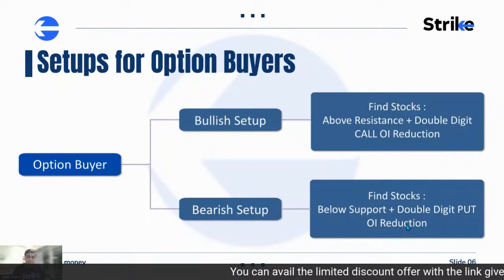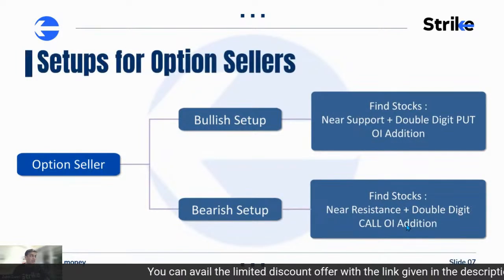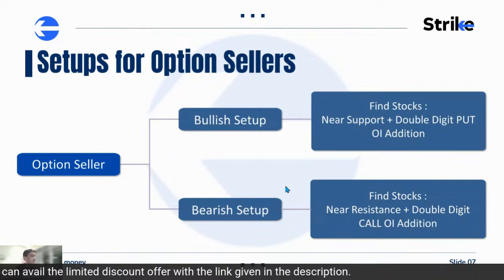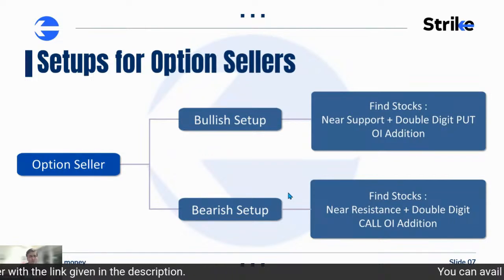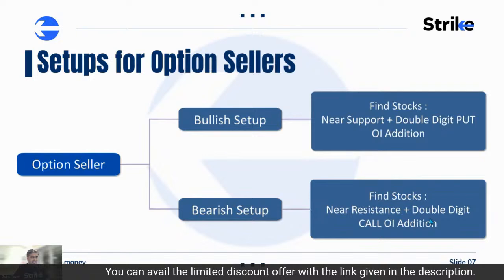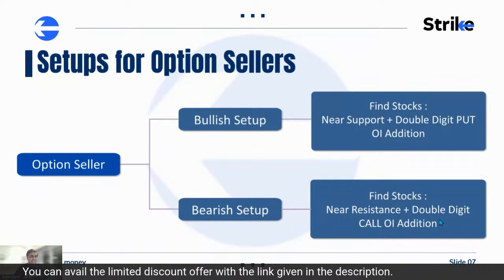And if you are an option seller and you want to play a little bit safe, you have that particular stock in your portfolio and you don't want to sell it but you want to sell calls. In that case, you can go for stocks which are near resistance, with a double digit addition in call OI.